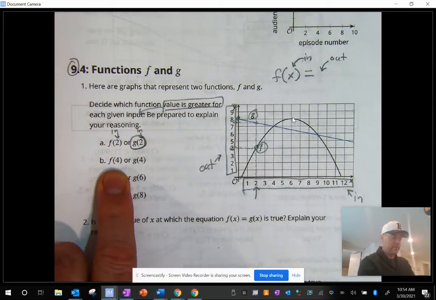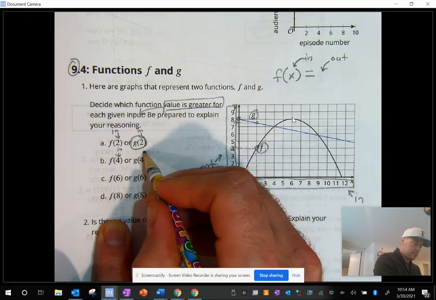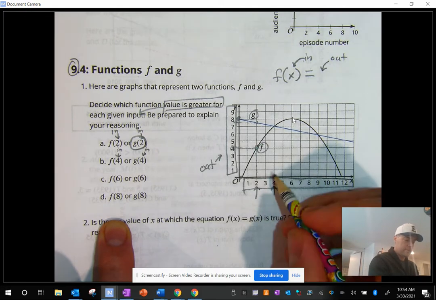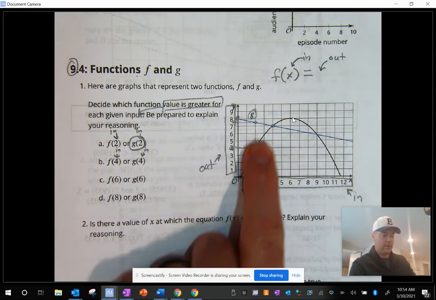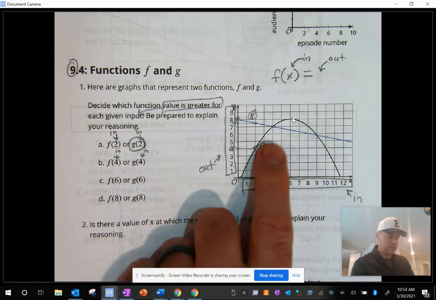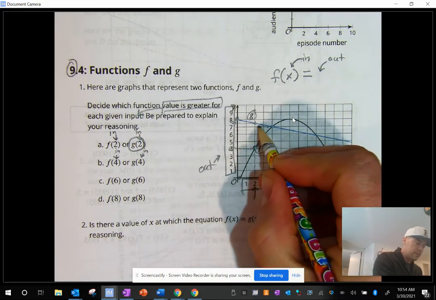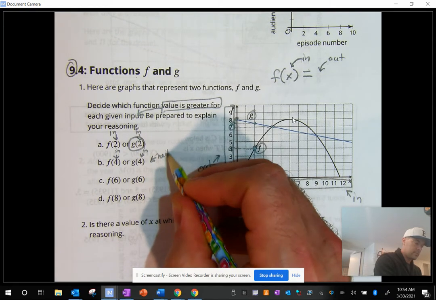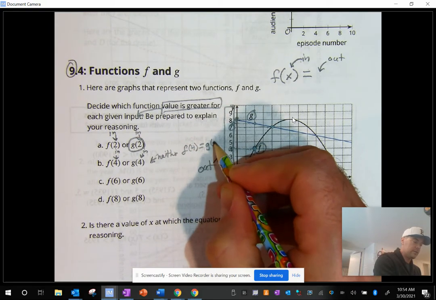Let's look at 4 now. The next one, we have an input of 4. So now we're moving over to this number. This is our input of 4, and let's go up and see what happens. It looks like both of them intersect right here. These two graphs cross each other's path right here, so they both equal the same thing. At 4, they both are at 7. So this one is actually neither, or you could say f of 4 equals g of 4.